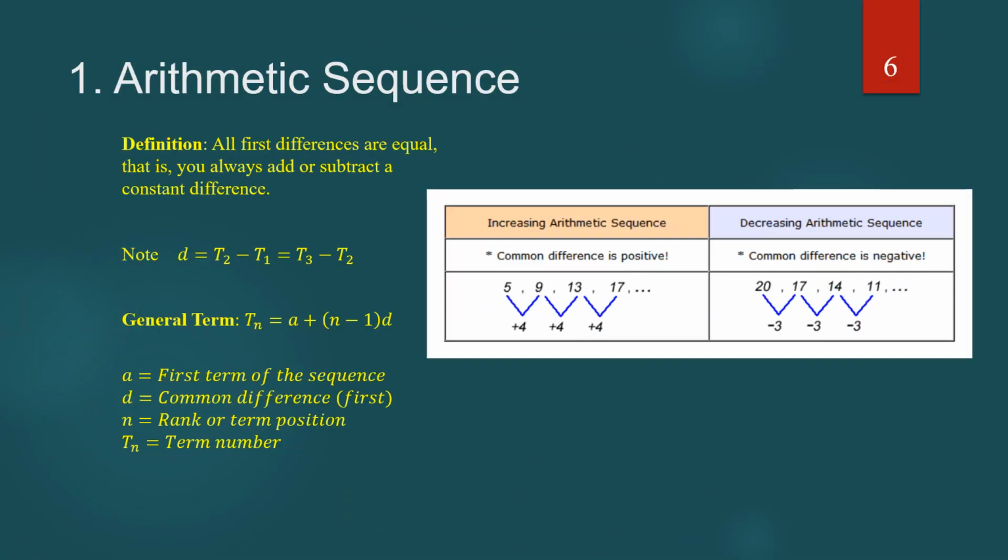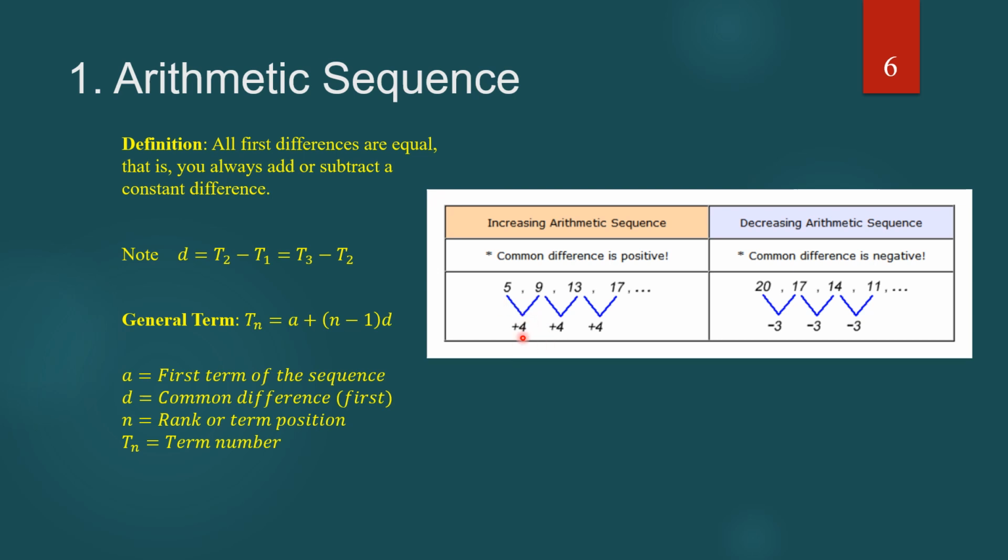So an arithmetic sequence, by definition, all first differences are equal. That is, you always add or subtract a constant difference. If you have a look at the image shown on your right, we have 2 types of arithmetic sequences. One would be presented by an increasing pattern. By increasing I mean your difference is always positive.